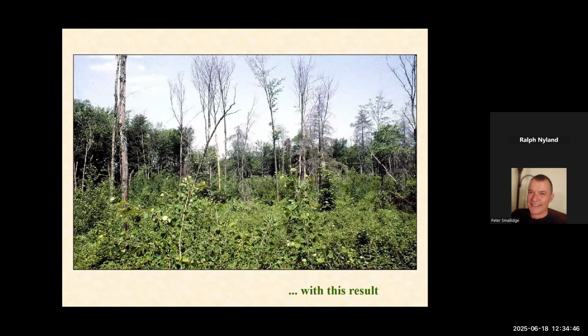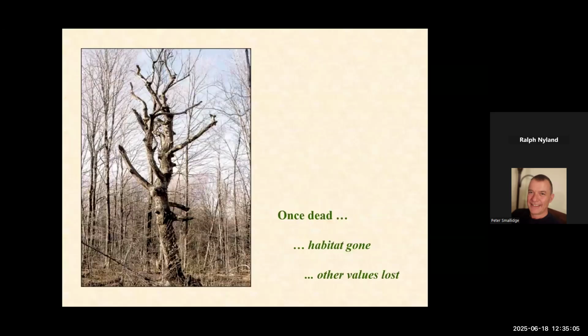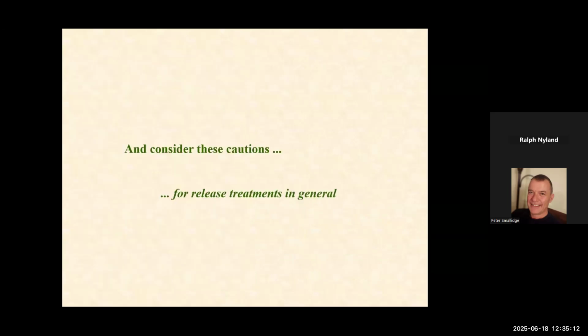With this end result. One caveat though. Some of the trees that you would kill have particular values as habitat elements or for visual qualities. And if you take those trees out, you eliminate that habitat element. Once dead, habitat gone, other values lost.